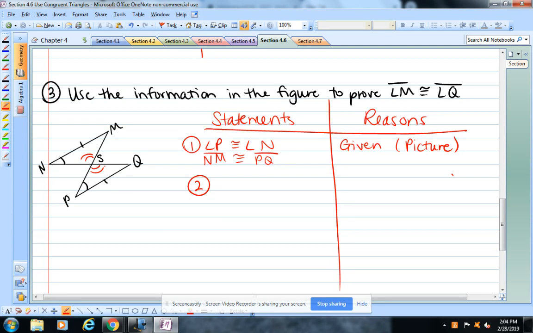Y'all see what I'm saying? You just can't say angle S because there's 4 angle S's in this picture. This is angle S, this is angle S, this is angle S, and this is angle S. So you got to name it. There's 3 different ones or 4 different ones. So you have to say angle NSM is congruent to angle PSQ. Because they are what relationship with each other? Vertical angles.